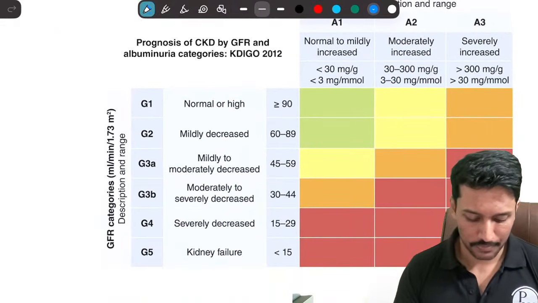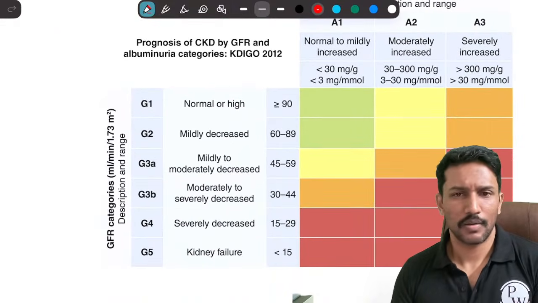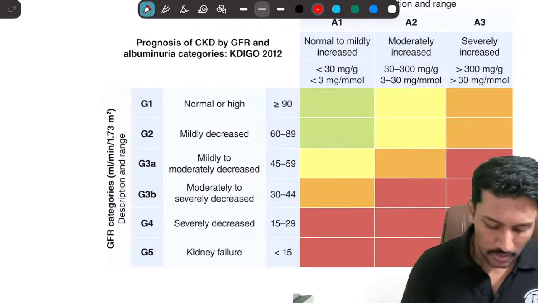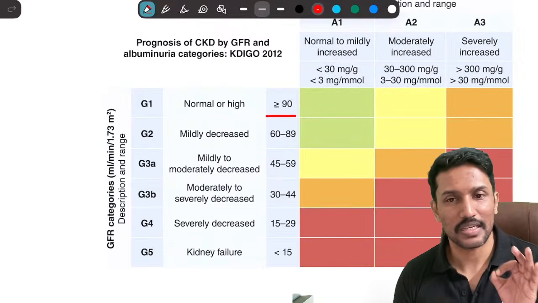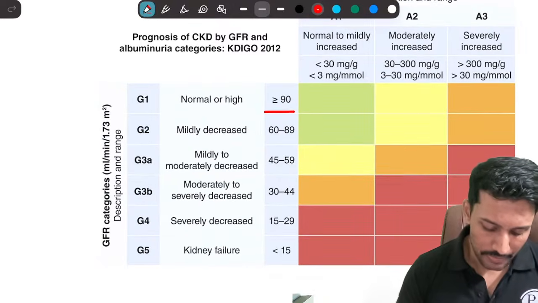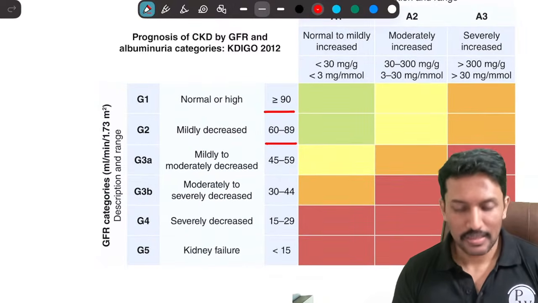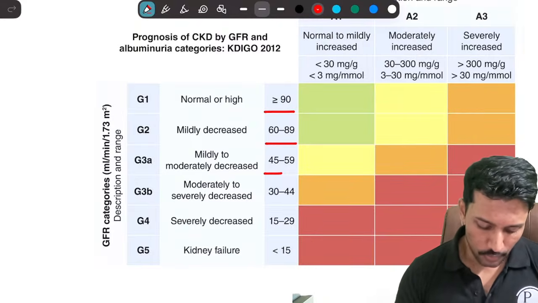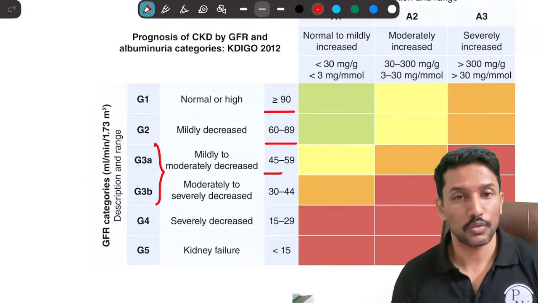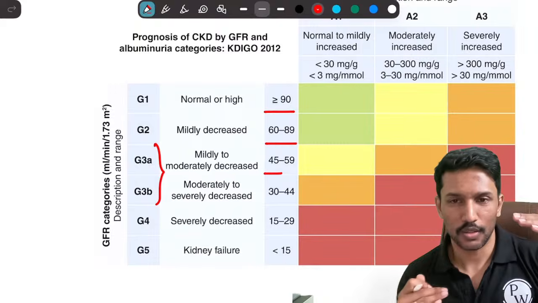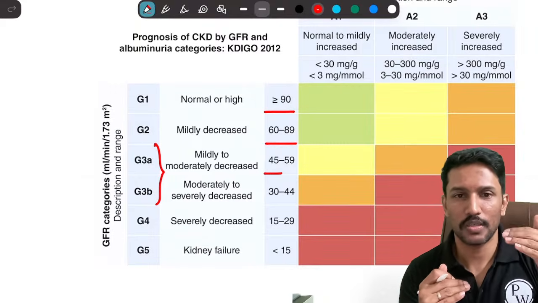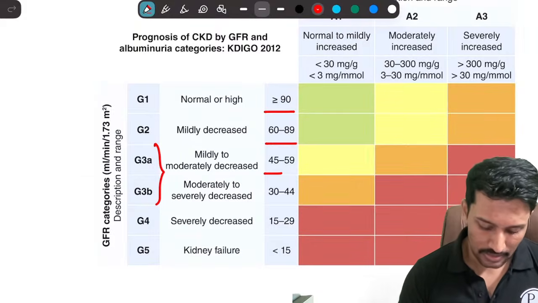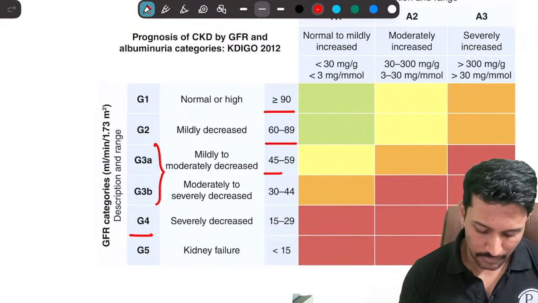So first let us look at GFR. The normal GFR is 90 ml per minute per 1.73 meters square body surface area. So when it is 90 ml or higher, we will call it as stage G1. If it is 60 to 89, we will call it as G2. If it is less than 60 up to 30, we will call it as G3. G3 is further divided into G3A and G3B. 30 to 60 is G3. Within that, 45 to 60 is G3A and 30 to 44 is G3B. And then less than 30 up to 15 is G4 and less than 15 is G5.